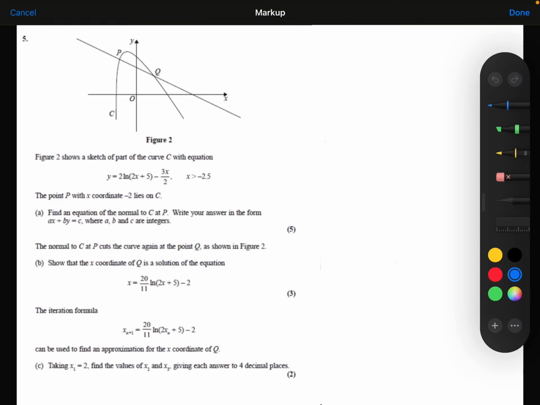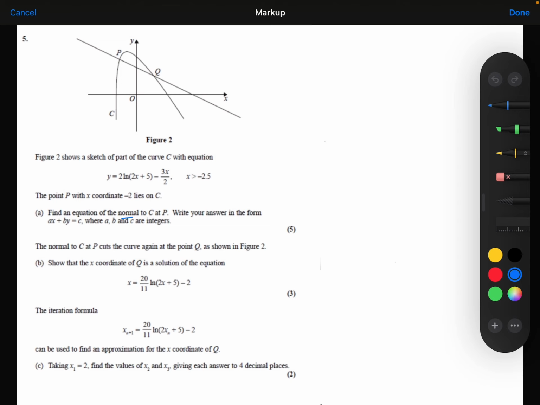Figure 2 shows a sketch of part of the curve C with the equation y equals 2 ln(2x plus 5) minus 3x over 2, where x is greater than minus 2.5. The point P has x coordinate minus 2 and lies on the curve. Part A. Find the equation of the normal to the curve at P. Write your answer in the form ax plus by equals c.